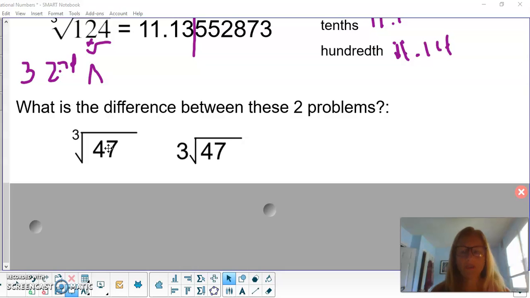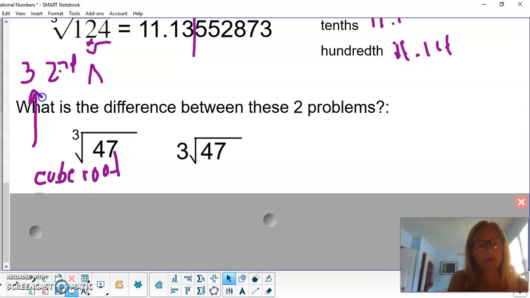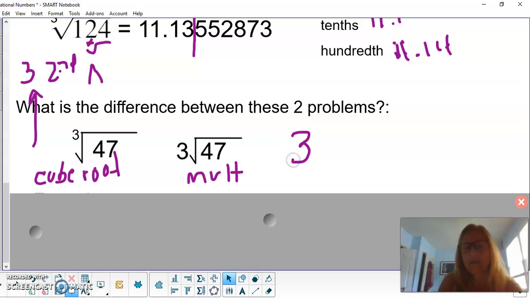So now we're going to look at this problem. I want you to think about this. What do you think the difference is between these two problems? We have the square root symbol in 47, square root symbol in 47. Here the 3 is little, here the 3 is big. This is the cube root, so we put that in the calculator like that. This is not cube root. This is multiplying. This means 3 times the square root of 47. You have to know the difference between the two.